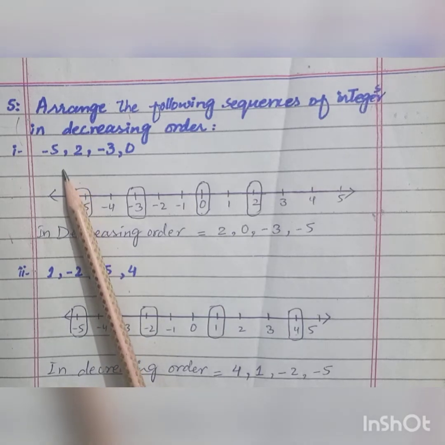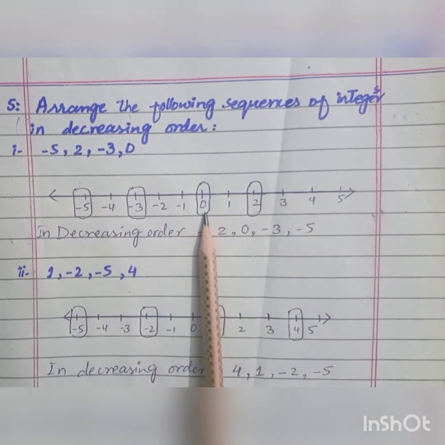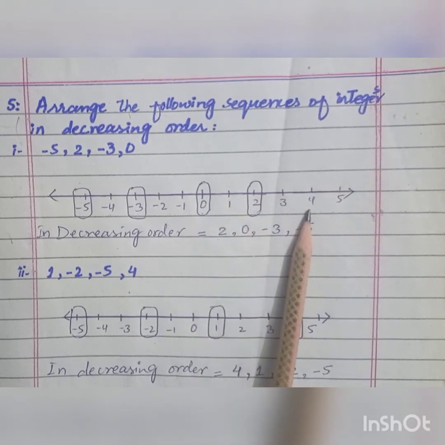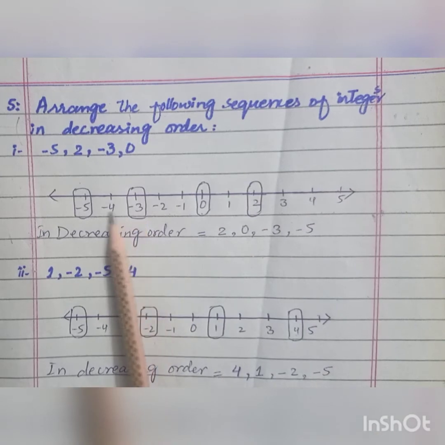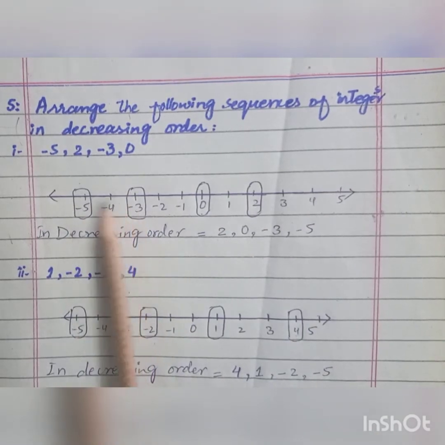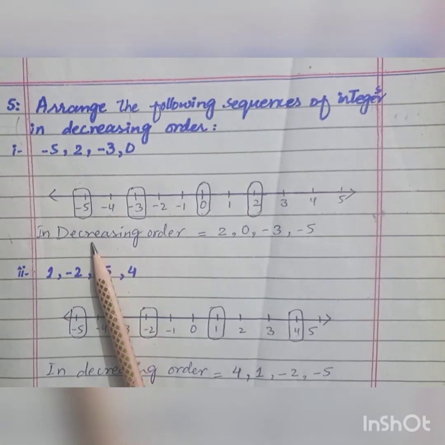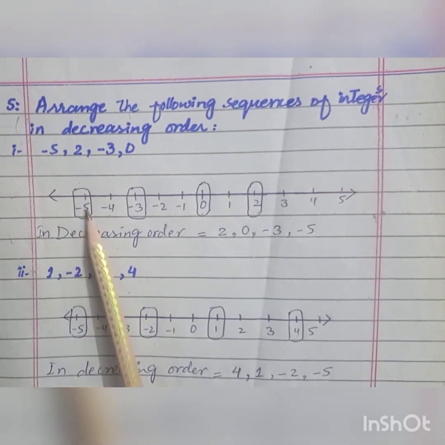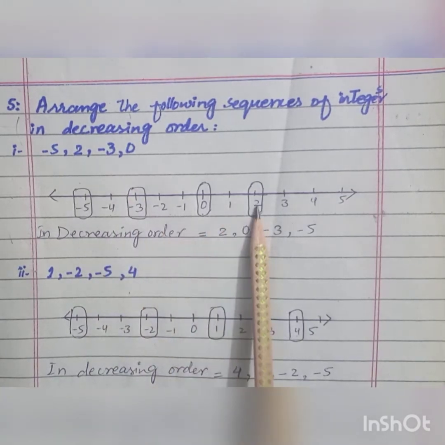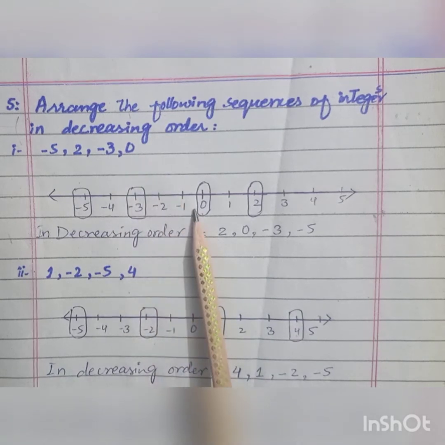Students, let's represent the given numbers on a number line. You can see here the number line. 0 is mentioned at the center, and 1, 2, 3, 4, 5 are positive integers on the right side, and -1, -2, -3, -4 and -5 are negative integers at the left side. So highlight the numbers that are given in the question. -5 here, 2 is here, you can see here, and -3 is here, and also 0 is here.